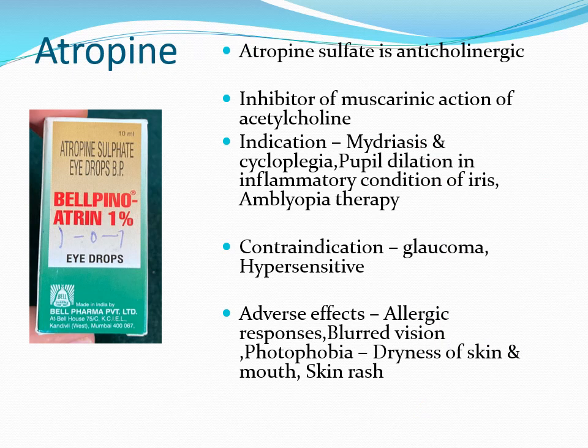Then atropine. Atropine sulfate is an anticholinergic, inhibits the muscarinic action of acetylcholine, and it is used for mydriasis and cycloplegia, and also in inflammatory conditions of the iris and amblyopia therapy. And it is contraindicated in again narrow angle glaucoma, and if there is hypersensitivity to the drug. And adverse reactions are allergic responses, blurred vision, photophobia, dryness of the skin, mouth, and skin rashes.